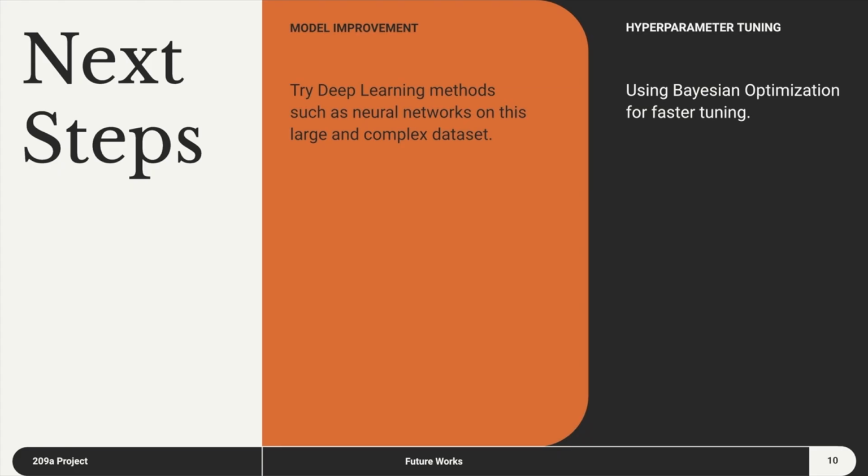In the next phase of this project, we are aiming to take things to the next level. First up, we'll experiment with neural networks to push the boundaries of what our model can handle. Then, we will supercharge the tuning process by swapping our traditional methods for Bayesian optimization, a faster and smarter way to find the perfect model settings. These steps will help us build a stronger, smarter, and more efficient solution.